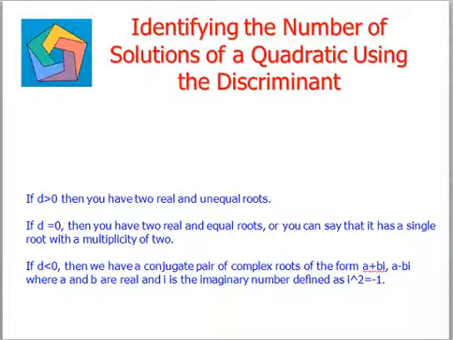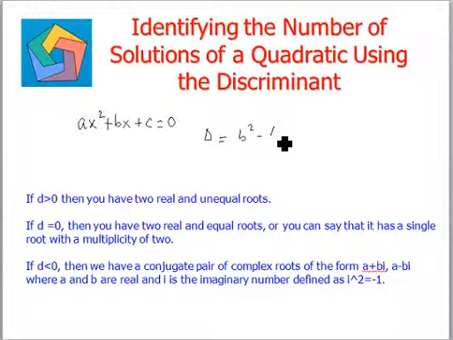For example, if we are given a quadratic equation of the form ax squared plus bx plus c equals 0, the discriminant D is given by D equals b squared minus 4ac. This discriminant is very helpful to identify the number of solutions of a quadratic equation.